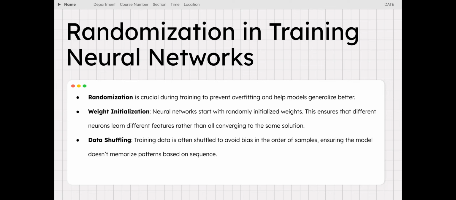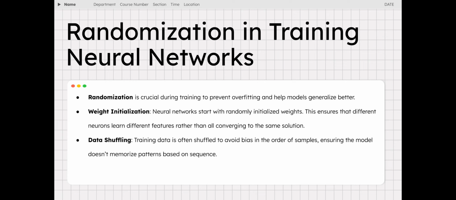The randomization in the training of neural networks. Randomization is crucial during training. It is helpful because it prevents overfitting and helps the model generalize better. Weight initialization: a neural network starts with randomly initialized weights. This ensures that different neurons learn different features rather than all converging to the same solution. Data shuffling: training data is often shuffled to avoid bias in the order of samples, ensuring the model doesn't memorize the patterns based on sequence.